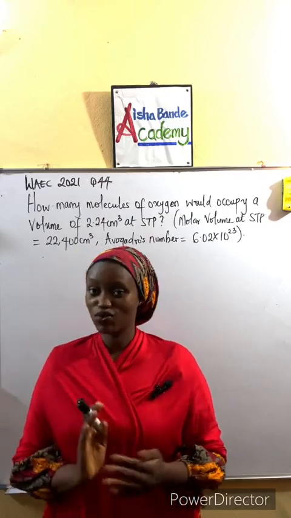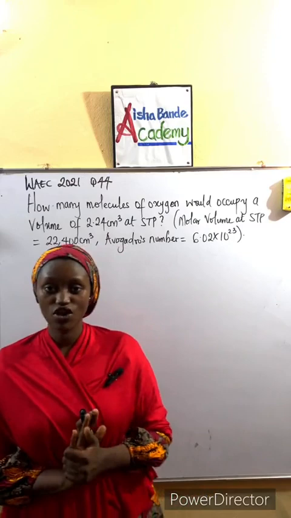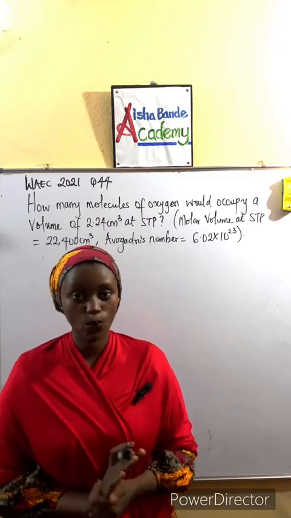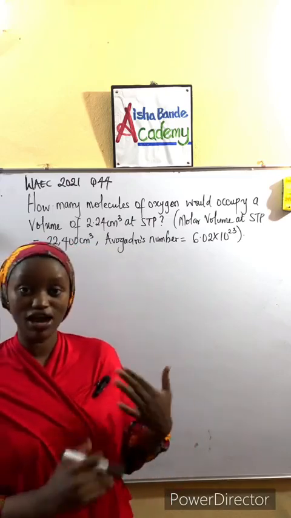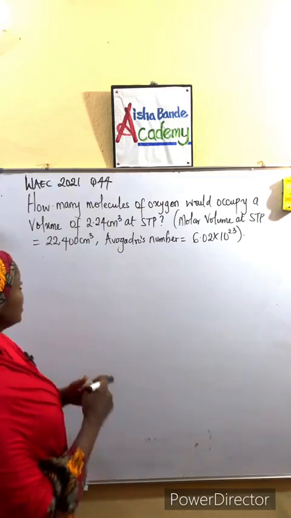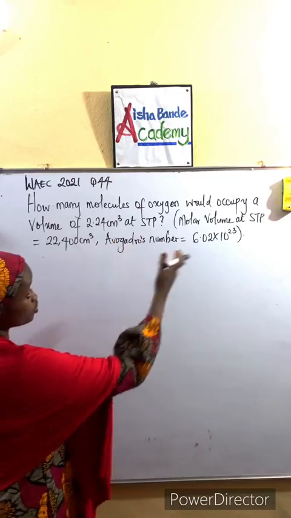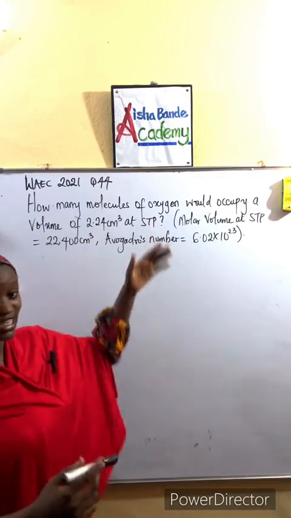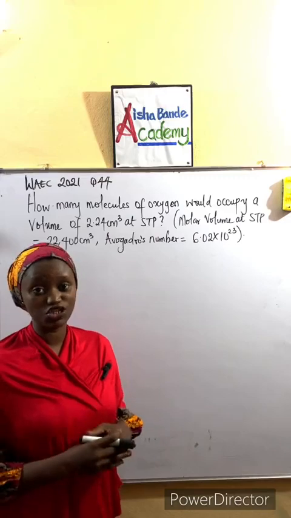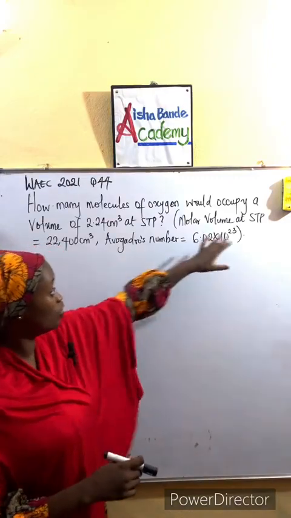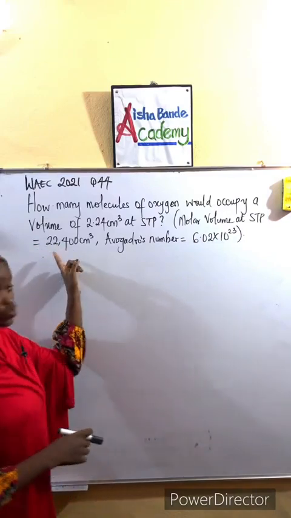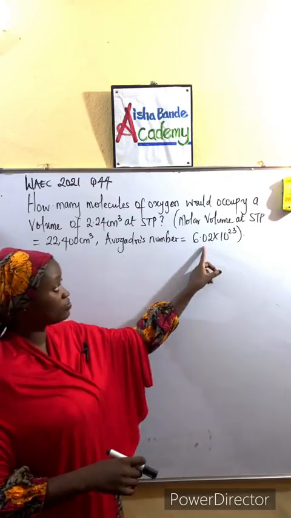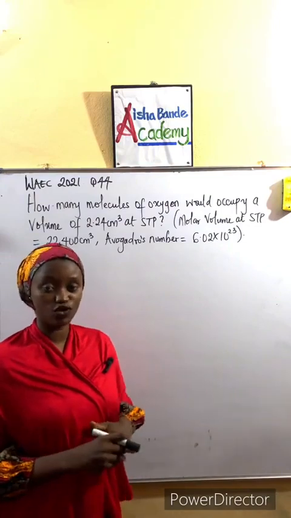Okay, so today we have a question to solve, which is a past one from WAEC 2021, objective question 44. This question is under Avogadro's rule. The question says, how many molecules of oxygen would occupy a volume of 2.24 centimeter cube at STP, that is standard temperature and pressure? Given that the molar volume at STP is 22,400 centimeter cube, and Avogadro's number has been given as 6.02 times 10 to the power of 23.